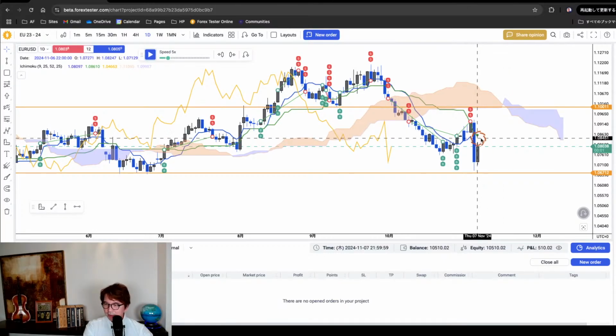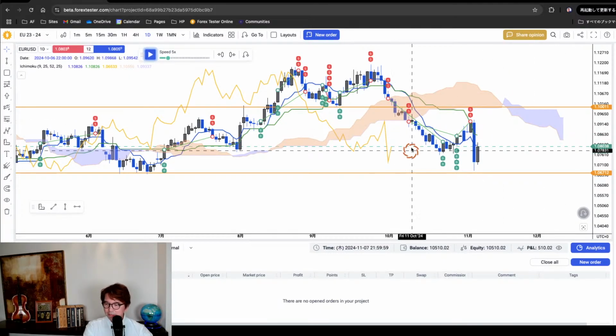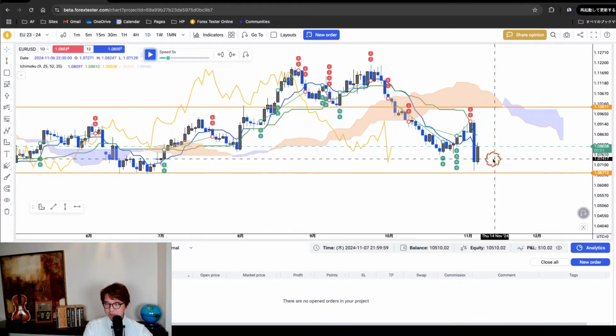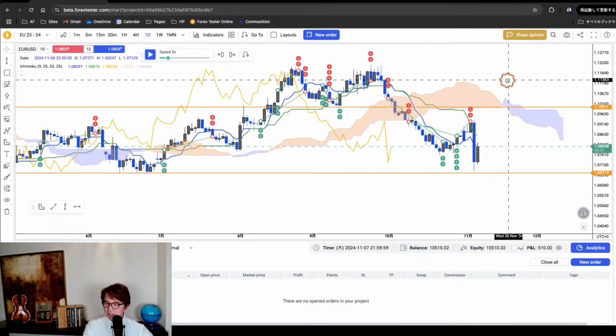Kijun Sen still down, Kumo down, Chikou span below candles. So most likely the market continues down. But let's see. We're not here to predict the future. We're here to logically understand the market situation.